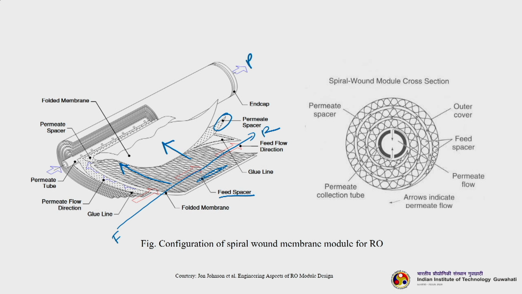You can see this is the spiral wound module cross section. This is the permeate tube, inside of which the permeate is getting collected. And you can see how the cross section looks. This is the outer cover and this is the feed spacer here, and this is where the permeate flow is happening, and this is the permeate collection tube.